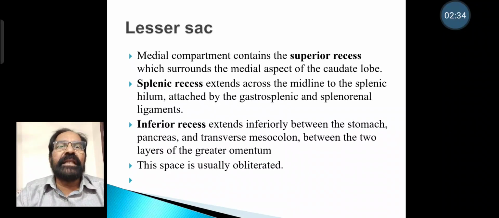The medial compartment contains the superior recess, which surrounds the caudate lobe. Splenic recess extends across the midline to the splenic hilum, attached by the gastrosplenic and lienorenal or splenorenal ligaments. Inferior recess extends inferiorly between the stomach, pancreas, transverse mesocolon, between the two layers of the greater omentum. This space is usually obliterated.